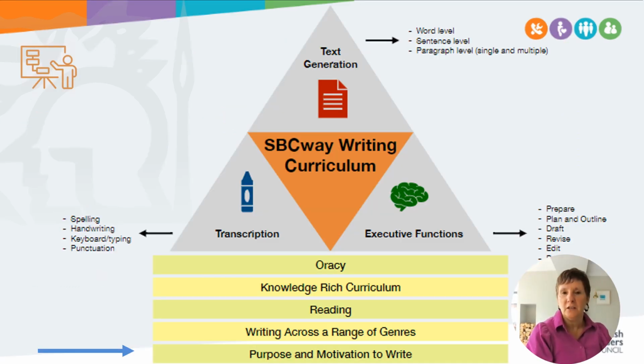So our SBC Way writing curriculum is underpinned by three components you can see on the screen there. Text generation, how we build sentences and paragraphs. Executive functions, how we plan, write, revise and edit our writing. And thirdly, those transcription skills such as spelling and handwriting. This is all underpinned by some really important pillars, and you can see on the screen there that we've highlighted the one at the bottom. It's really important in the writing curriculum that we're really building a strong purpose and motivation to write. And that's what our session is going to focus on today.